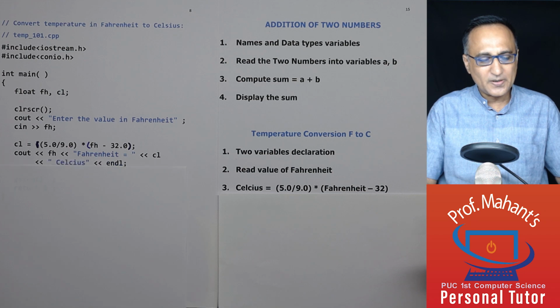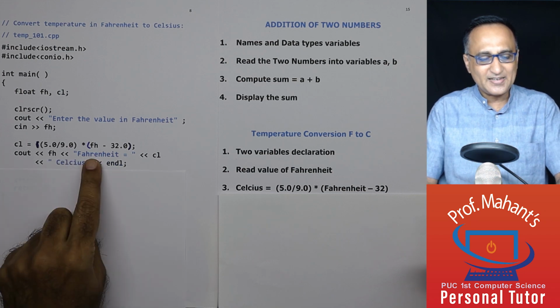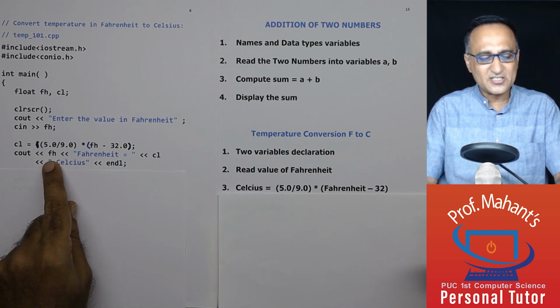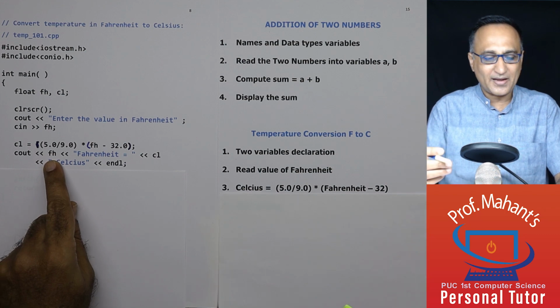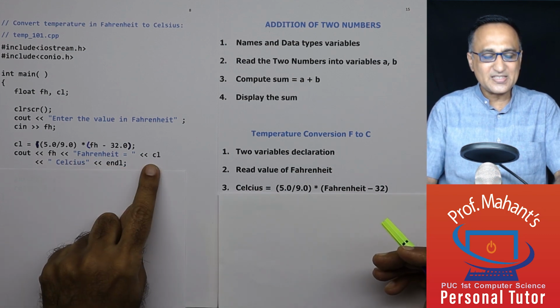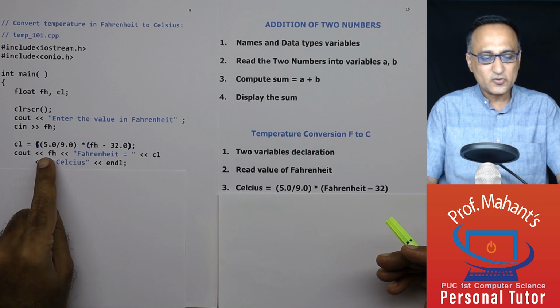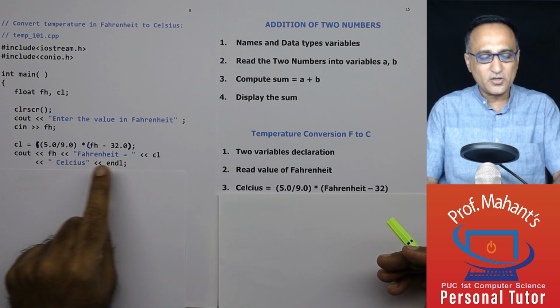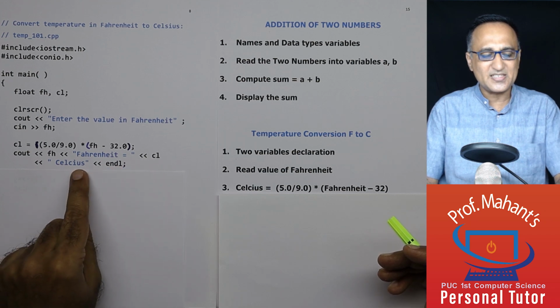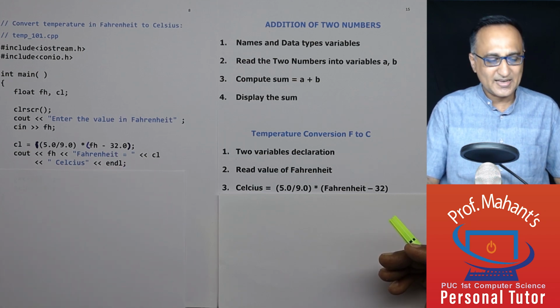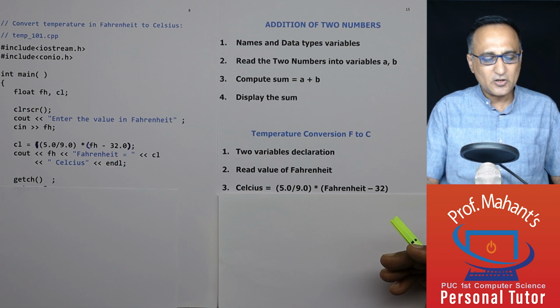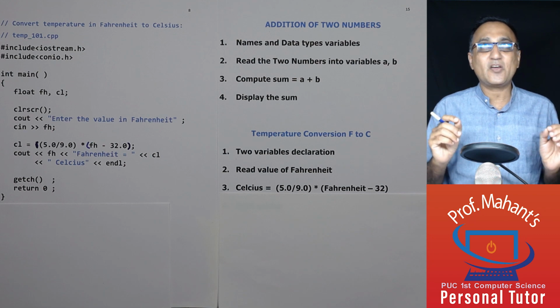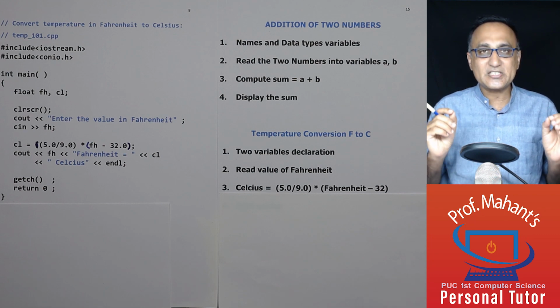Then I am going to display the value in Fahrenheit as well as in Celsius. FH displays the entered value of Fahrenheit. CL displays the converted value of Celsius. So it's saying, for example, 100 Fahrenheit is equal to 30 Celsius, and then the cursor goes to the next line. Use getch to hold the screen so that you can see the output, and return 0 to indicate your program has run or executed successfully.